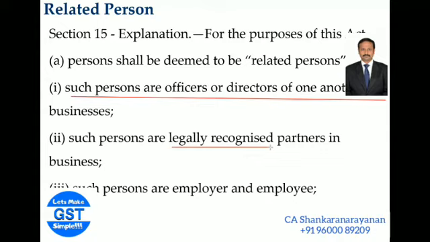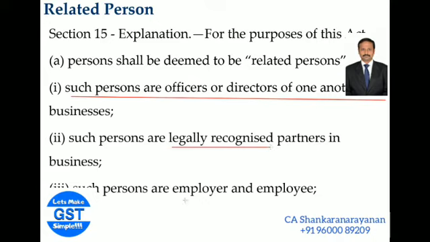So who is considered to be a related party is when two people or more than two people come together, they have in their mind the intention to become partners and they become partners, then only they are called legally recognized partners. They are only considered to be related persons.